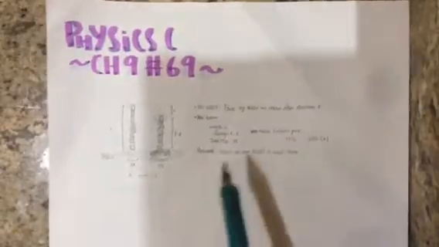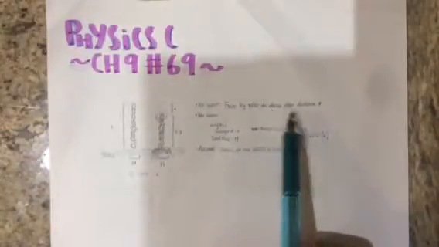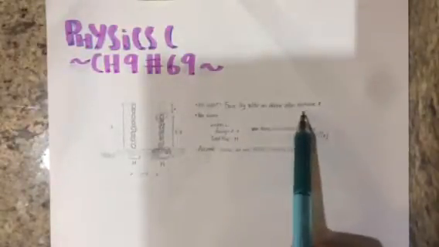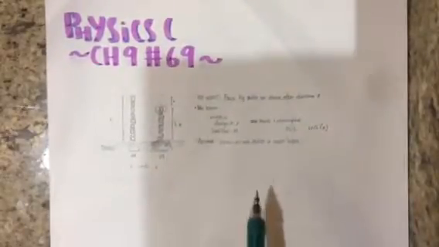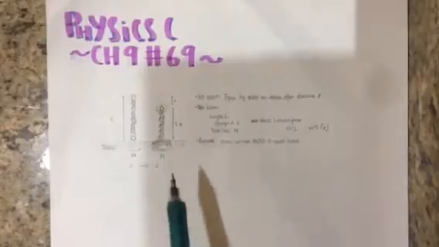Alright, so the first thing we're going to do is decide what we want to find out from this problem. The problem says we want to solve for the force exerted by the table on the chain after the distance x. That is the key word: after distance x. It also tells us to assume that all the chains are at rest as soon as they reach the table.